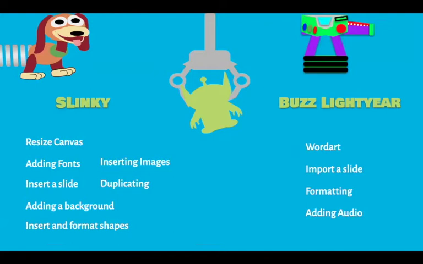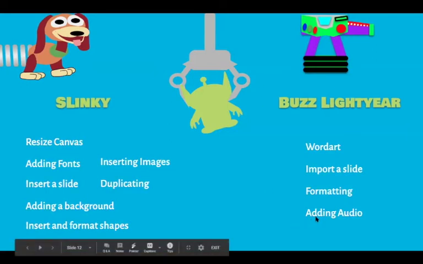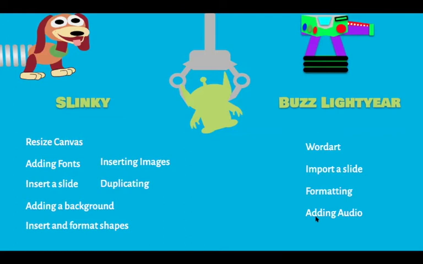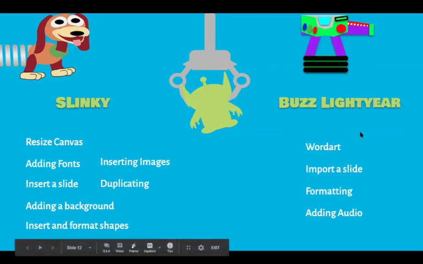So we're going to have one group that's going to go a little bit slower and look at making that whole presentation, starting from going into Google Slides, resizing the canvas, and working on these different activities for the Slinky group. And then the other group, the Buzz Lightyears, they're going to move a little bit quicker and add a little bit more than the image you just saw. So they're going to look at some importing, some word art, and adding audio. So they're going to move a little bit faster in that Buzz Lightyear group.